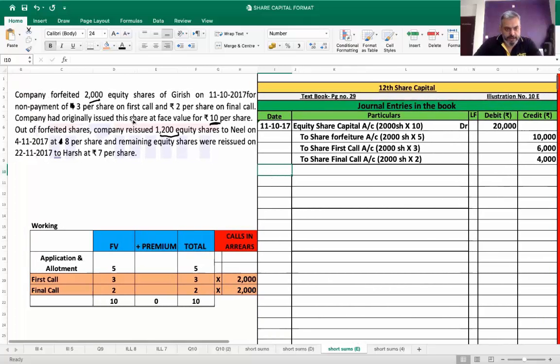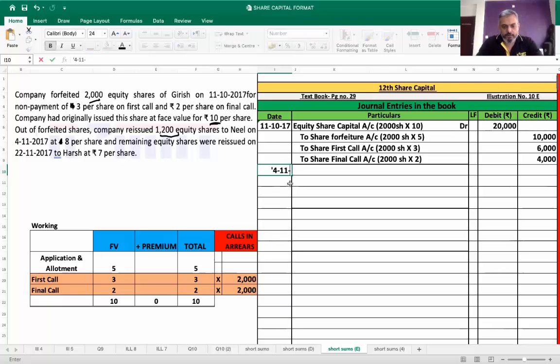Now we reissued these shares. Not all these shares. We reissued 1,200 shares on 4/11/2017. So bank account debit, 1,200 shares into rupees 8 per share, 9,600.